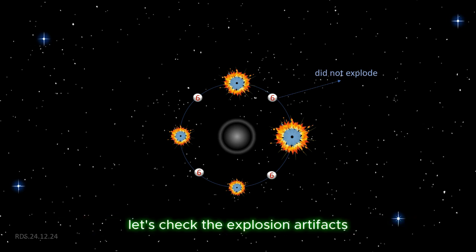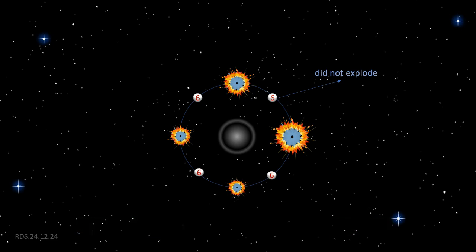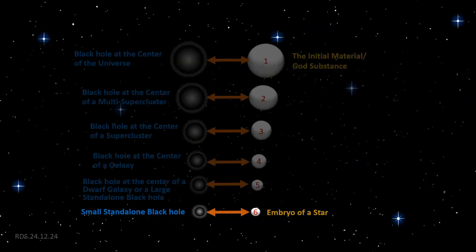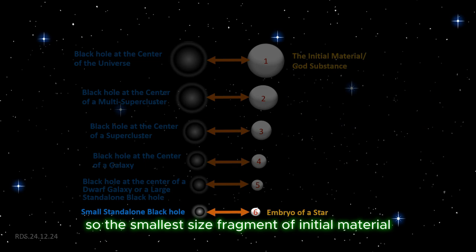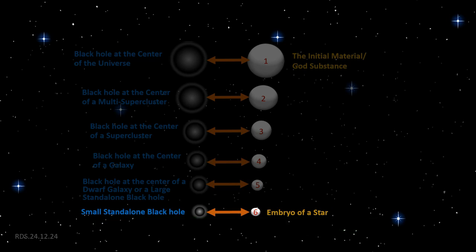Let's check the explosion artifacts, namely black holes resulting from the explosion. The smallest black holes are black holes that resulted from the explosion of stars. It's just that this explosion did not occur during cosmic inflation, but after passing through the Dark Ages. So, the smallest size fragment of initial material or God substance that did not explode during the cosmic inflation period was what will become the embryo of stars. Let's just name this fragment S6.